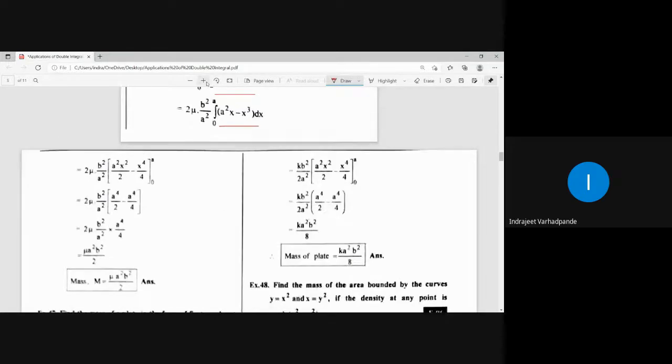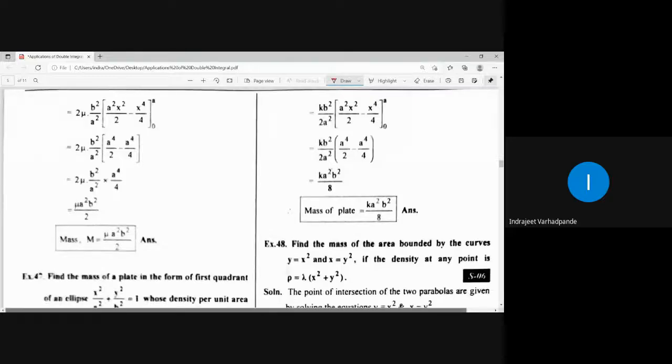Your final answer will be obtained in the form of mass, which is a constant value, that is mu a square b square by 2. That is what the answer is, and accordingly we can simplify, right? So the only factor to be multiplied in case of mass is density. If density is not given, take it as k.